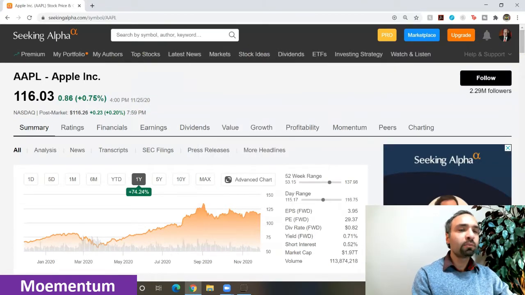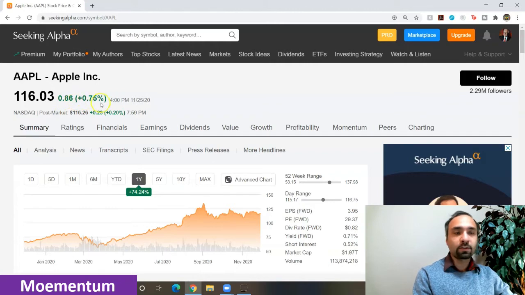You can see there is a lot of information here on the screen. For example, you see the latest stock price for Apple. Currently, you see it's $116.03. It also shows you how much the stock price went up or down compared to the last trading session.